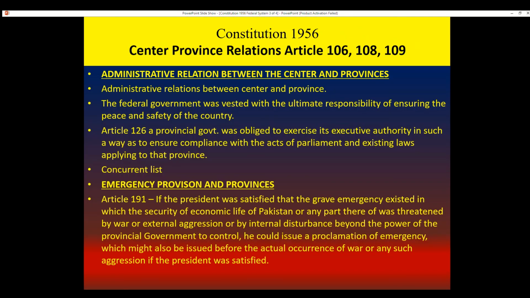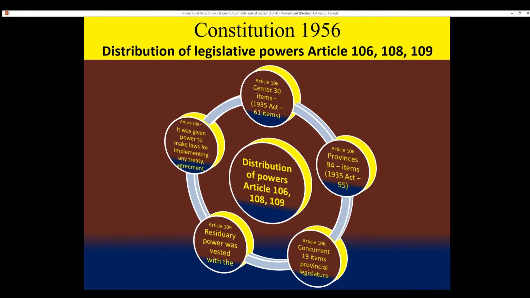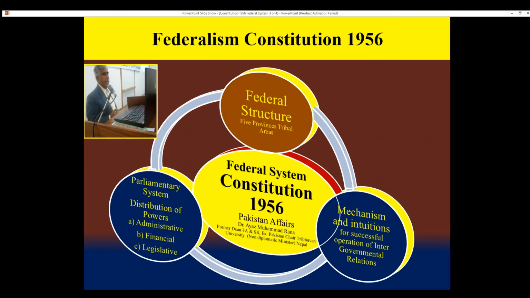So these were the center-province relations, or the distribution of powers between the center and the federating units. This is lecture 3 of series 4.